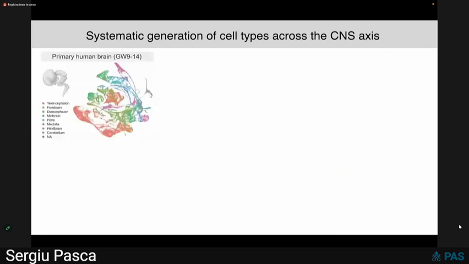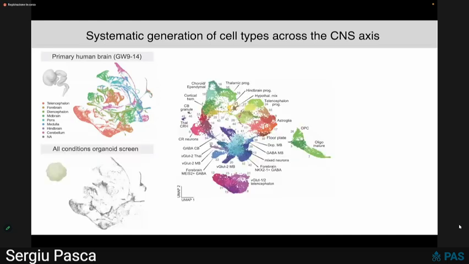And if you now actually combine this with the previous atlas that I've shown you of the human nervous system, we've discovered that with just 48 conditions, we can actually generate 2/3 of the cell diversity of the nervous system at that stage. And we've very carefully annotated most of the cell types, so you can see there's thalamus, there's hindbrain, there are parts of the brainstem, and so on and so forth.